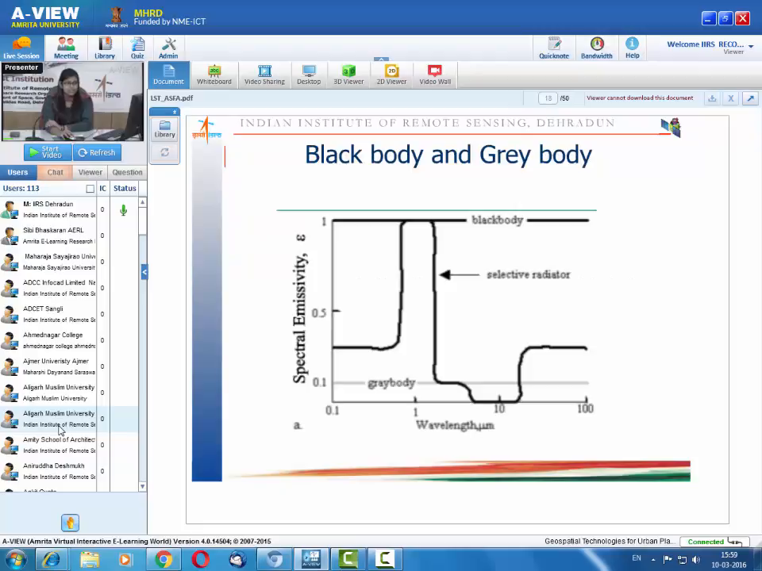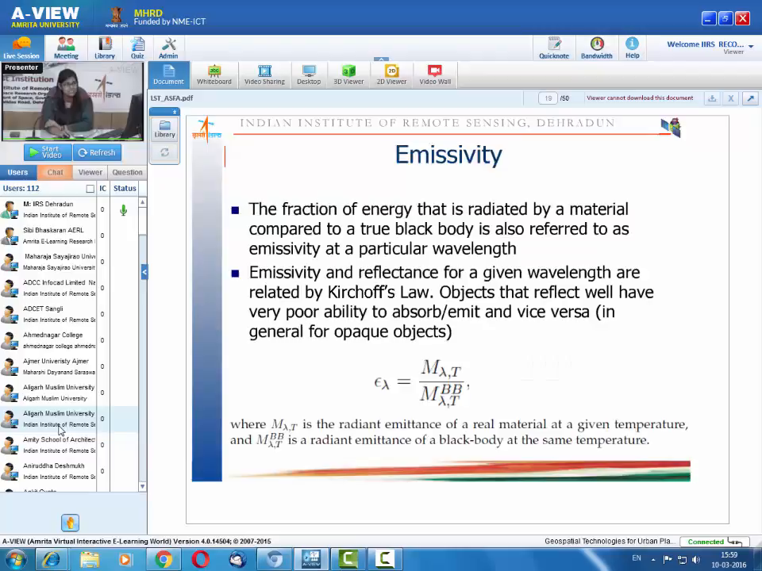So this graph explains the selective radiator as well as the black body and the grey body. For the grey body, you know that by a certain percentage it is reduced; the black body is very ideal, similar at all wavelengths. However, the selective radiator shows you the actual scenario, that certain materials have certain properties in certain wavelengths and different in others.